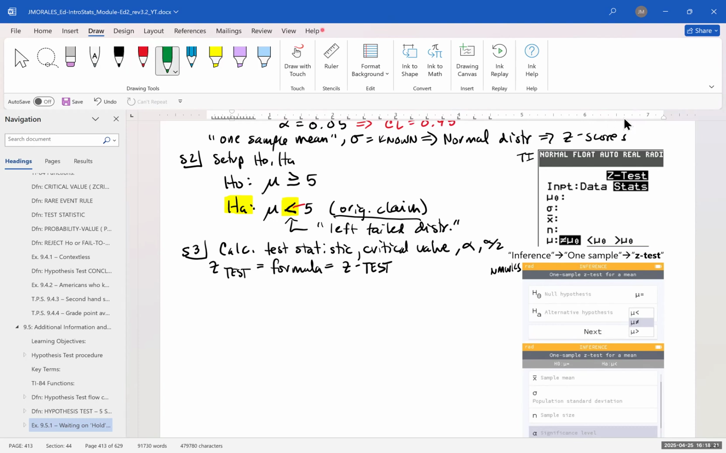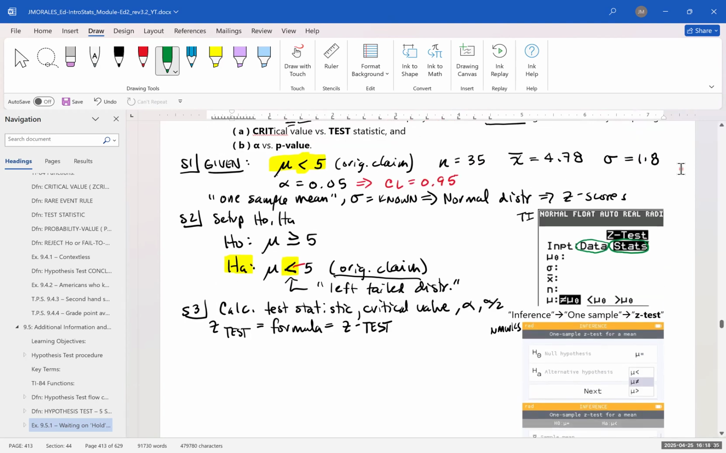But we'll do it with the actual calculator here in a minute. So with the Texas Instruments, you can either input your sample data if it's given to you, or your sample statistics. And with this screenshot, we're going to be using statistics that were given to us about the sample.